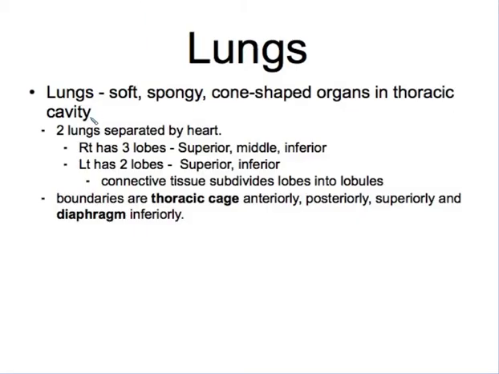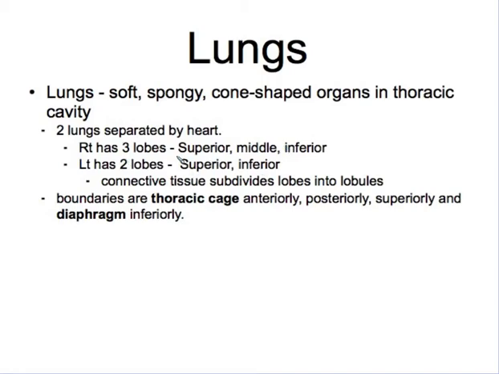Okay, lungs as a whole. Your lungs are soft, spongy, cone-shaped organs in the thoracic cavity. You have 2 of them. Your heart lies in the middle. And so your right lung has 3 lobes, your superior, middle, and inferior. Your left lung has 2 lobes, your superior and inferior.